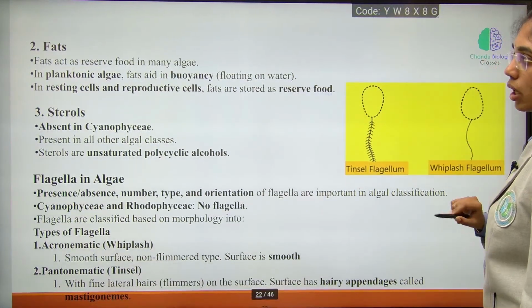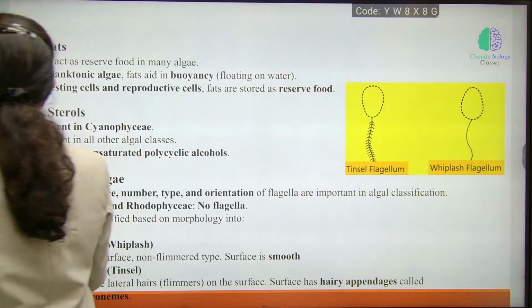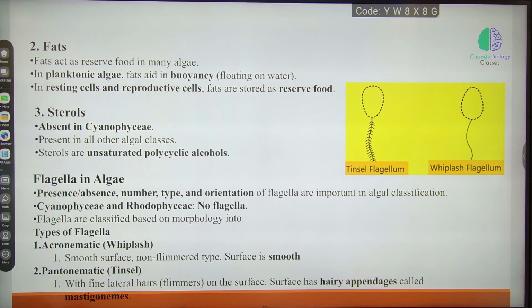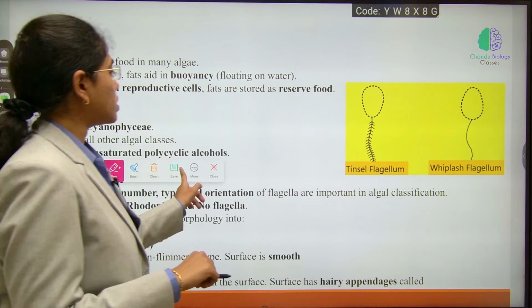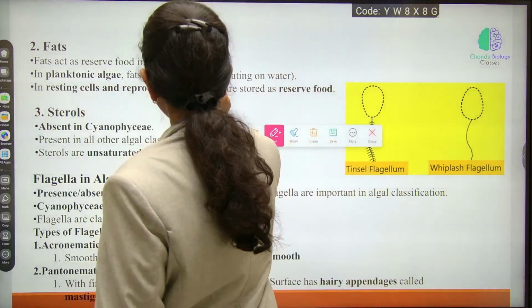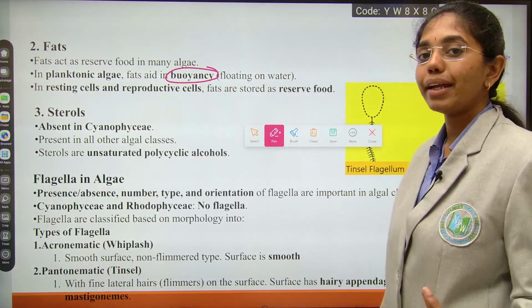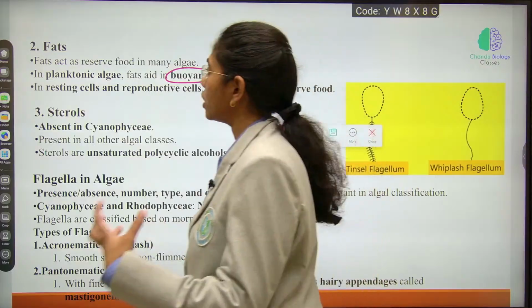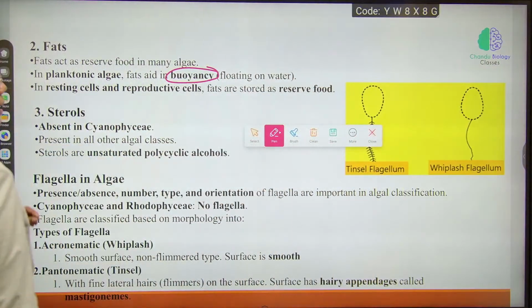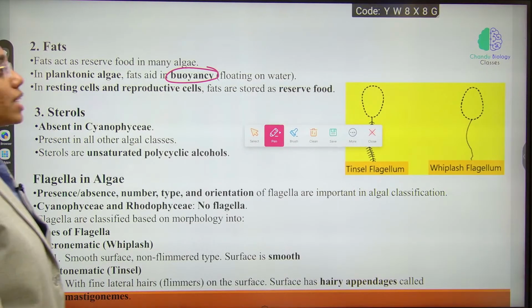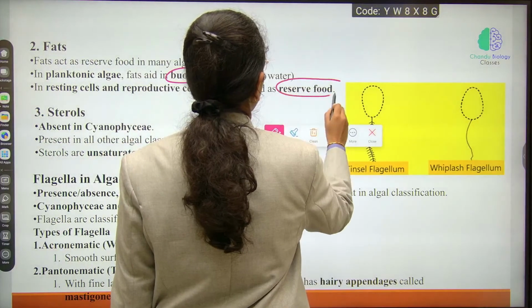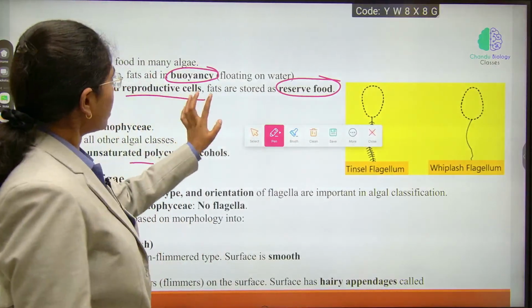And then fats. Fats act as reserve food material in many algae. The major use is that they aid in buoyancy, floating in water. Those algae which have fats as reserve food material will float on the water. They give the effect of buoyancy, which is the major point to be addressed. Fats are stored as reserve food in both resting cells and reproductive cells.